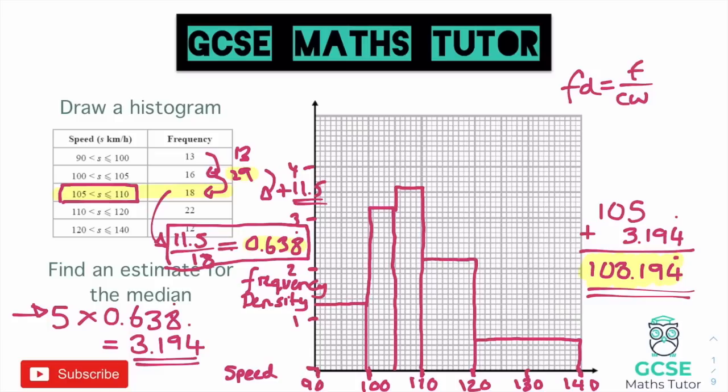So we added it to 105 in our final step, and that gave us 108.194 recurring. So there we go. Right, quite a lot to go through for estimating the median from a histogram. Certainly not an easy question, but hopefully that gave you a method for how to go about working this out.